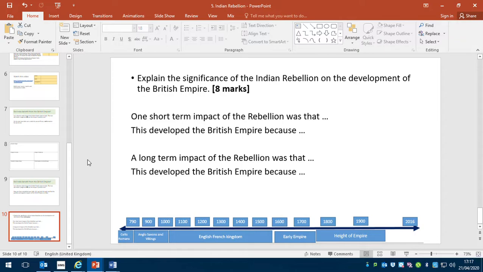Now I want you to think about the long-term impact. The long-term impact is where you're going to think much more about what we've done just now. So we were talking about the Indians benefiting from the British Empire, so you can use some of the evidence you picked up here. So for example, a long-term impact of the rebellion was that the British took more control.